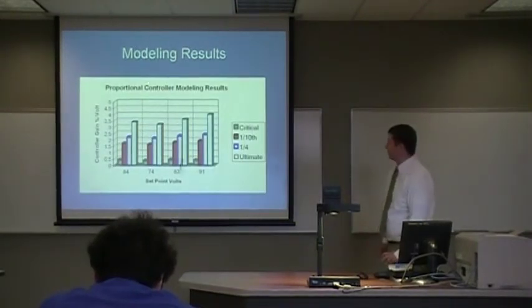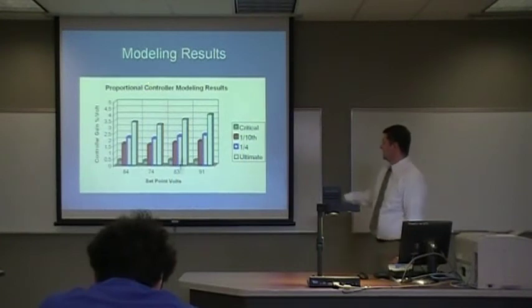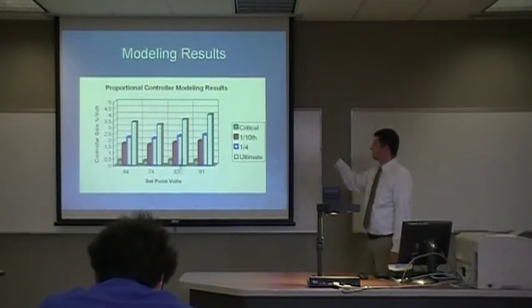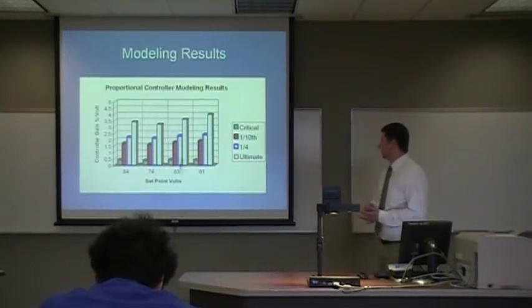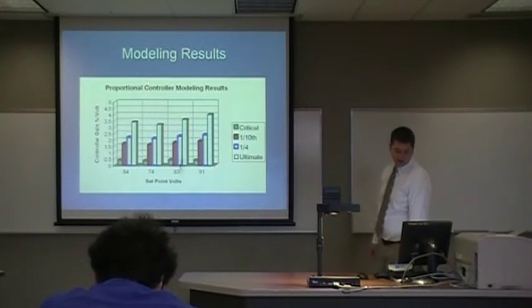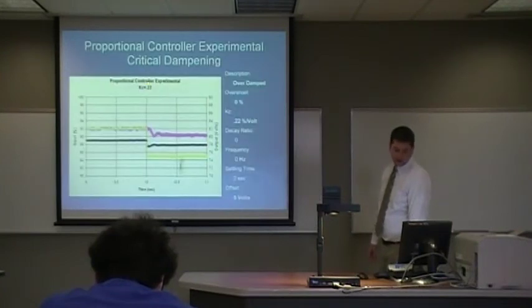And here's a graphical form so you can get a better idea. The lower range is a little bit lower, and as you go up our steady-state operating curve, the values tend to grow just a little bit. But the critical decay values, the 1/10, the quarter, and the ultimate, they all follow very closely across the different regions. Again, this was for the modeling.